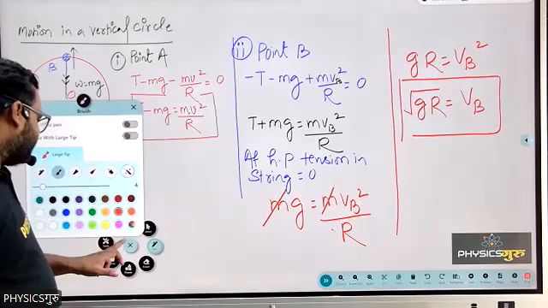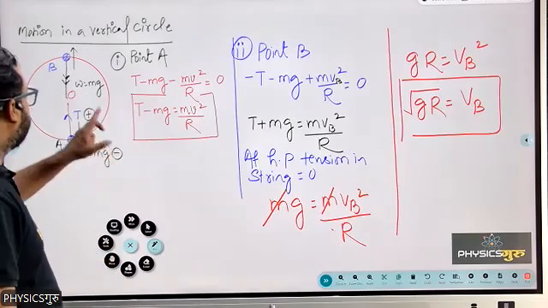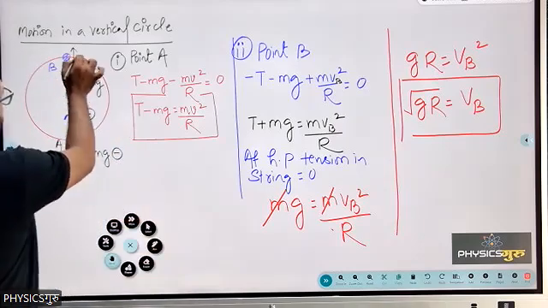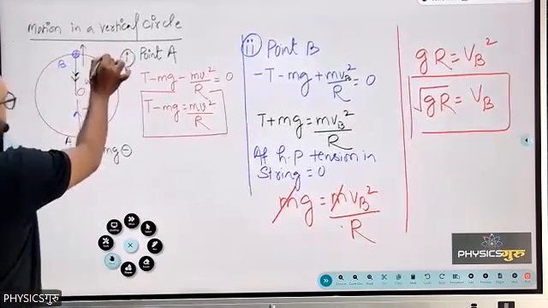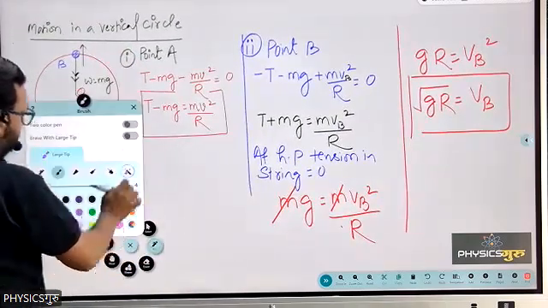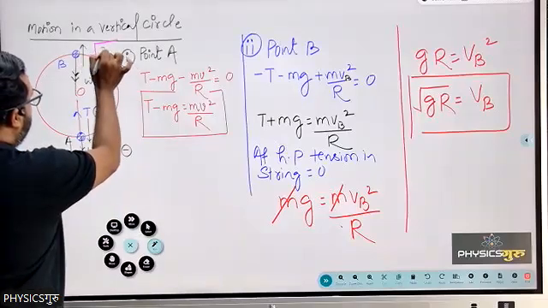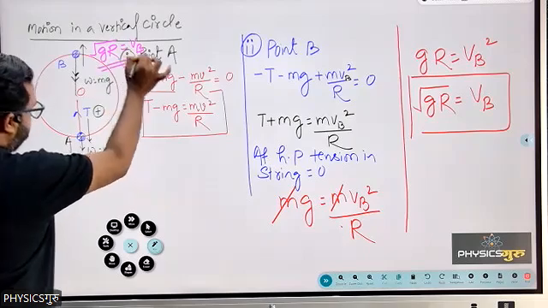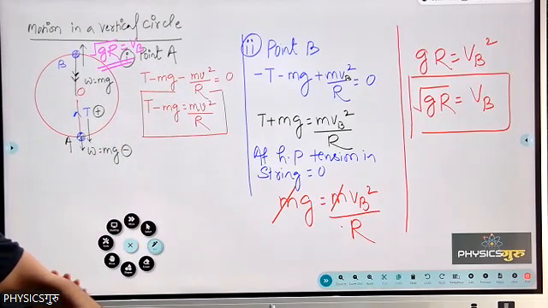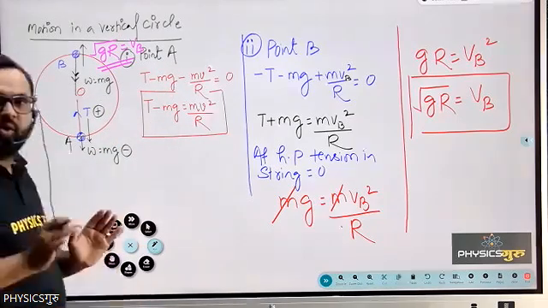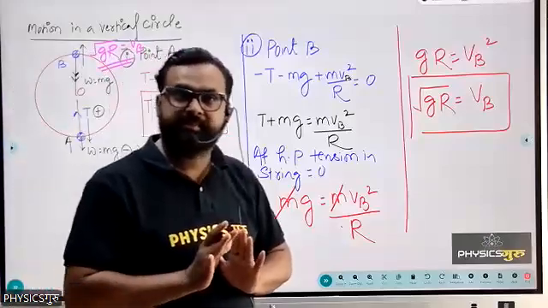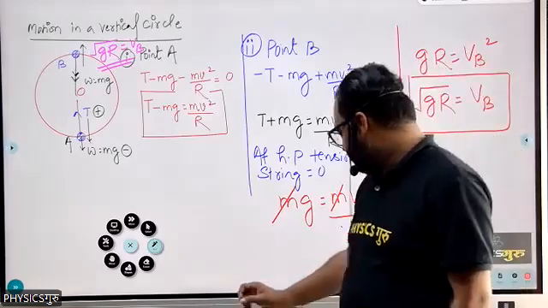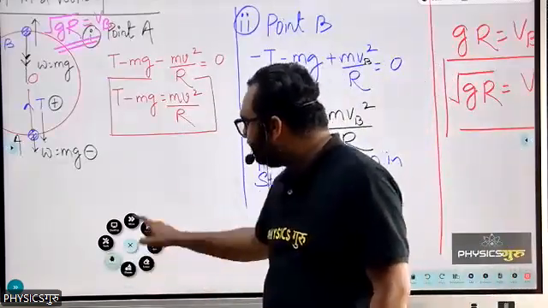That means at the highest position, the velocity of an object at this position is root gr. At the highest point, the velocity is root gr. This is velocity at position B. I hope the concept is clear. Yes, sir. Will we copy this? Yeah, I will increase the size. Yeah, please copy this.